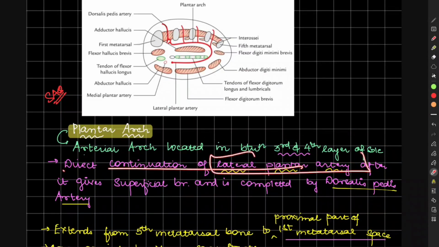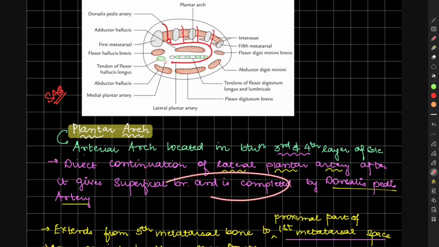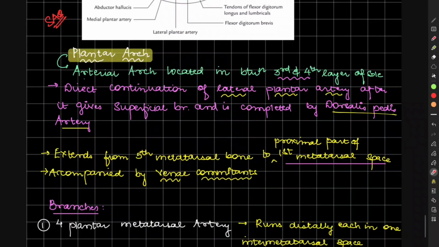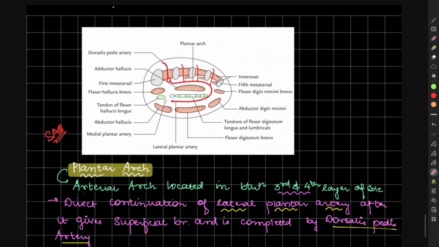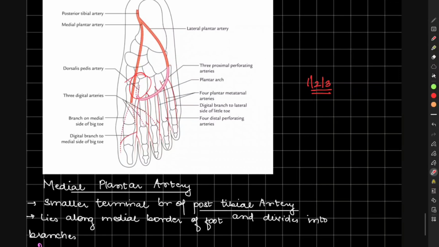It is a direct continuation of the lateral plantar artery after it gives its superficial branch, and it is completed by the dorsalis pedis artery. It extends from the fifth metatarsal bone to the first metatarsal space. You can very clearly see in this video, fifth metatarsal bone to the first metatarsal space.